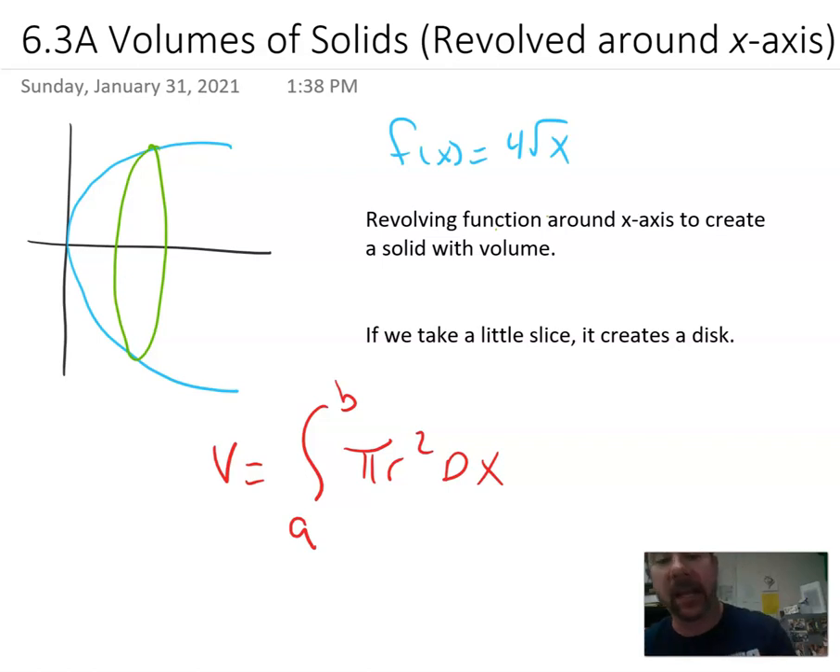All right, and then again, the radius, right there, that is the y value on the function, or the f of x, that is going to be equal to the radius. All right, so now let me give you an example, and let's actually work through one of these things.